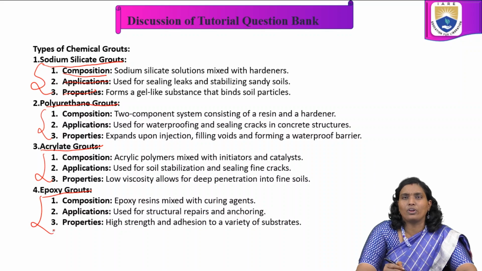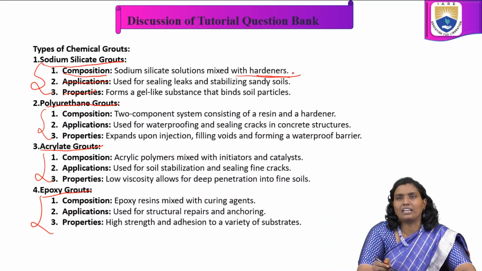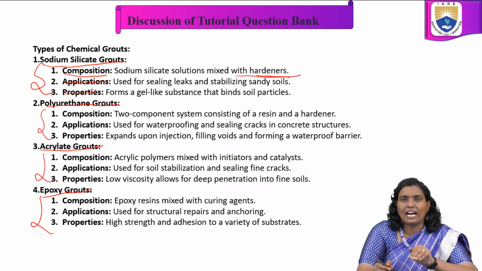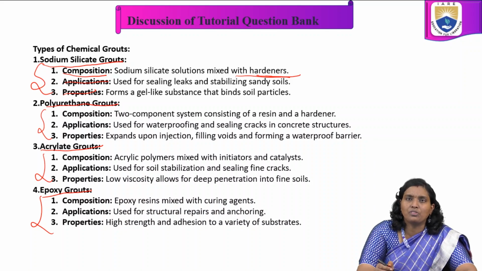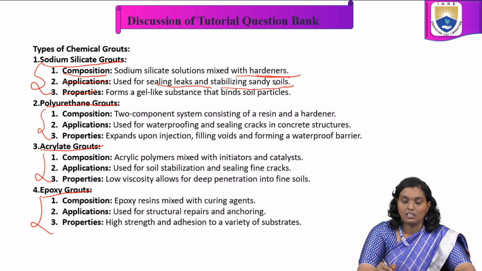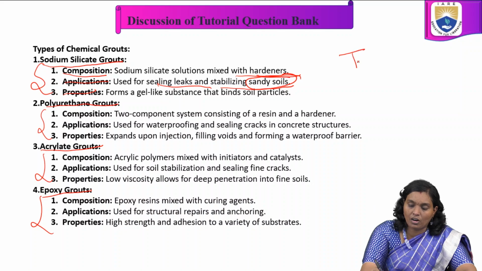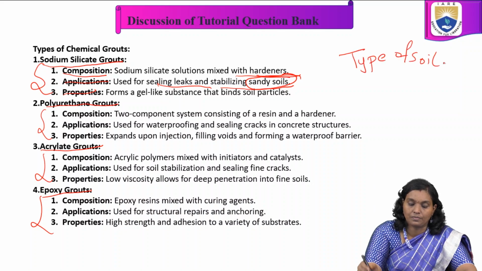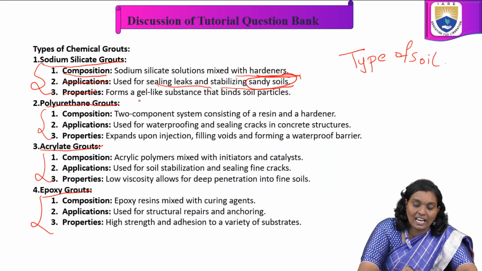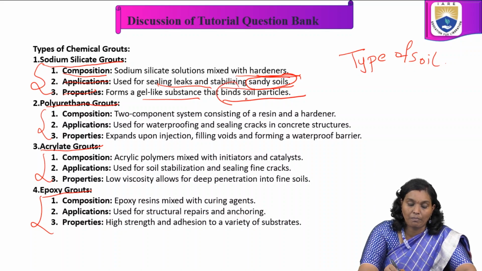In this, sodium silicate solutions are mixed with hardeners. This kind of grout we use for sealing leaks and stabilizing sandy soils. So we choose these types of chemical grouts based on the type of soil. And this forms a gel-like substance that binds the soil particles.